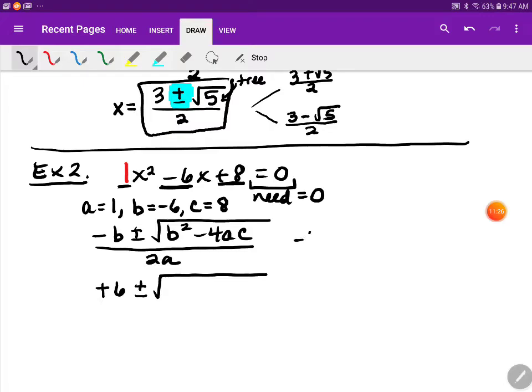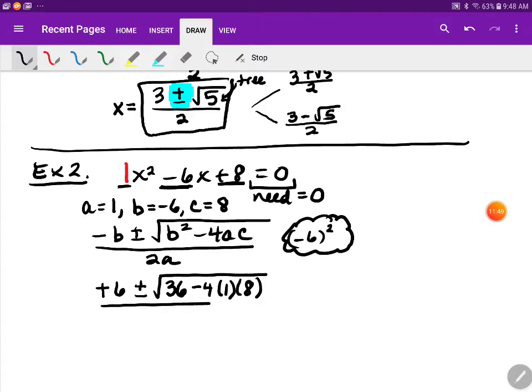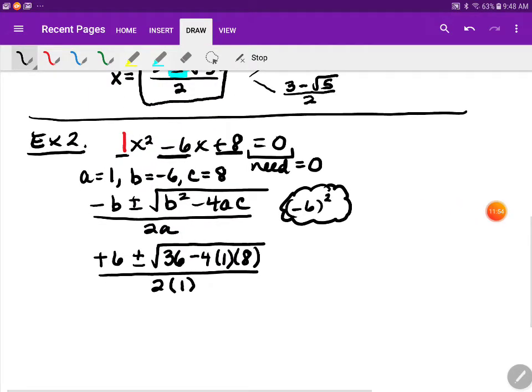Okay, I'm just going to write over here negative 6 squared, in parentheses, just so you can remember that is what you would have to do if you typed it into the calculator, but I'm going to show you what I usually do. I just put the 36 in directly. Minus 4 times A, which is 1, times C, which is 8. And definitely put the signs in if there were any negatives. Divided by 2 times A, which is 1. So this is 6 plus or minus the square root of 36 minus, okay, now I check all these again.